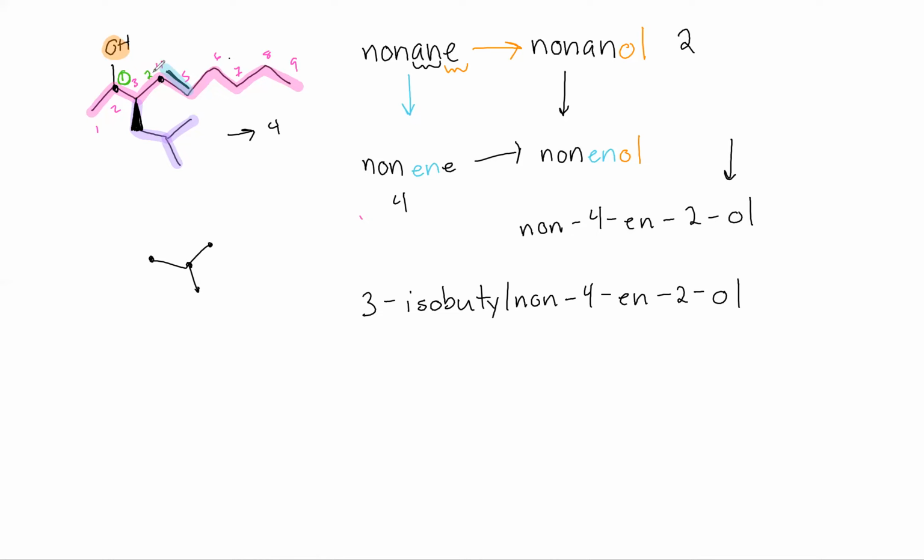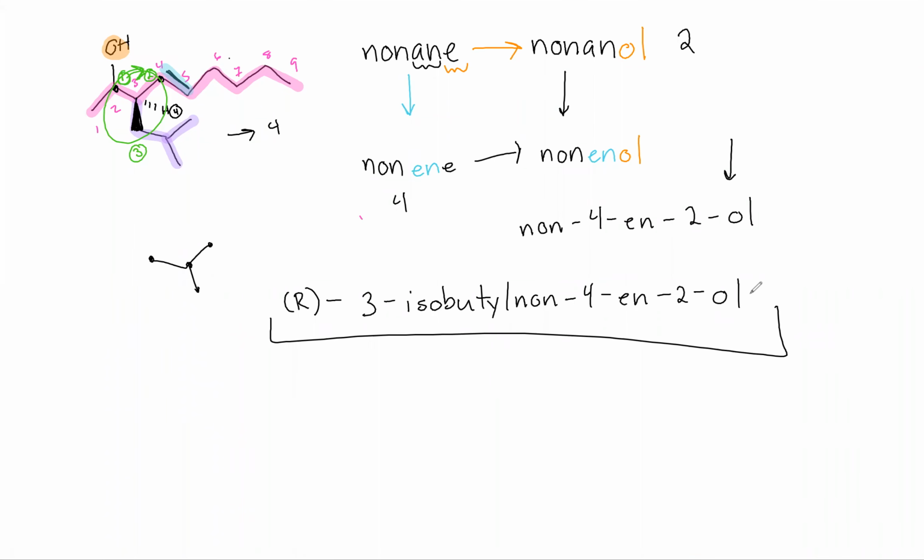So this is going to be priority 2. This will be priority 3. And again, priority 4 is kind of like a hidden hydrogen back here. And since priority 4 is on the dashed wedge, we don't have to do anything with this. And so we're going to say, okay, 1, 2, 3. This is clockwise, so this is going to be R-3-isobutyl non-4-en-2-ol. All right, and that's how you would name this guy right here. Any questions about that? All right, awesome.